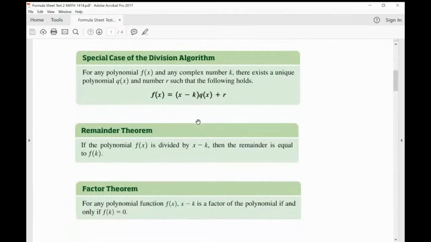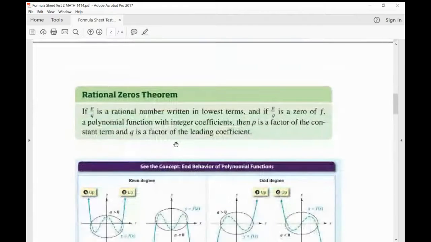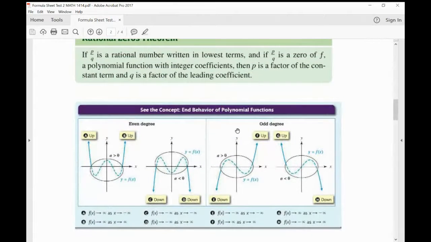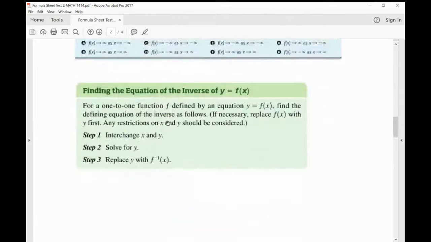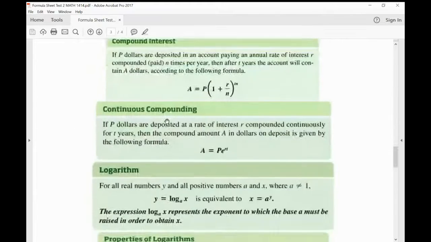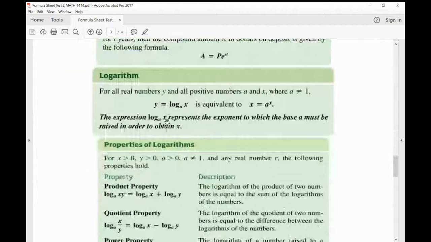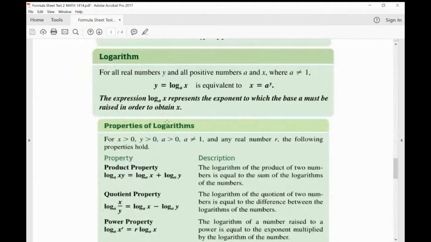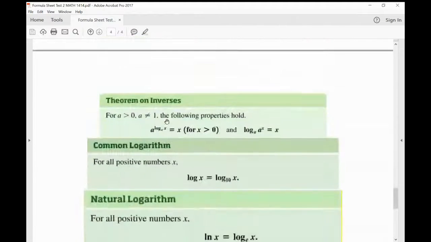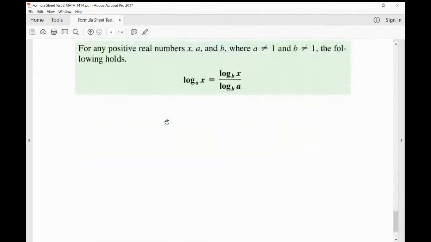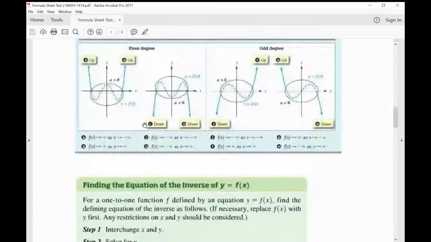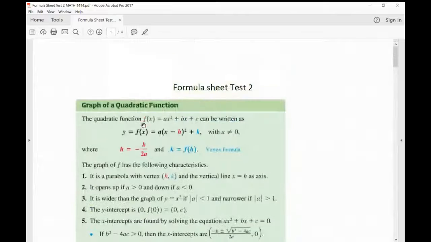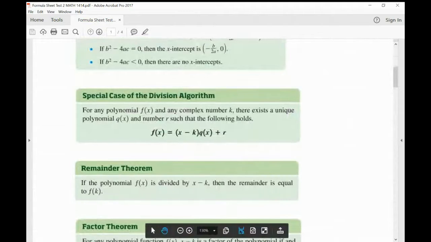I have the division algorithm here, remainder theorem, factor theorem, the end behavior of the graph, whether it's going to open up to the left or up to the right. It's going to have those arrows like you did in the homework problems. How to find the inverse of the function, compound interest formula, continuous interest formula, the logarithm stuff, definition of a logarithm, properties of logarithms, and a little bit about inverses, change of base theorem. All the formulas are right here, so definitely make sure that you have access to the formula sheet. All the info is here.